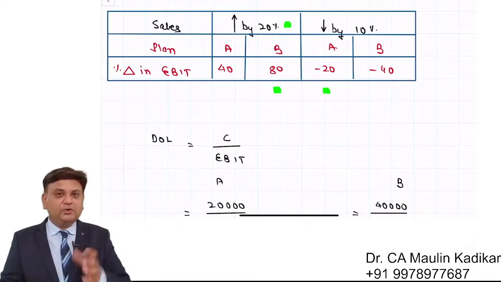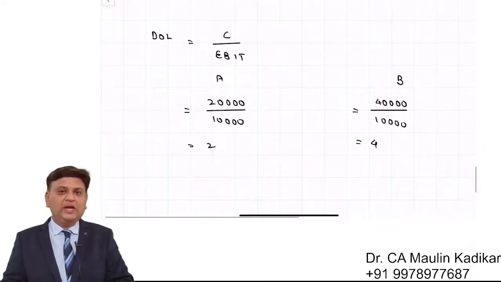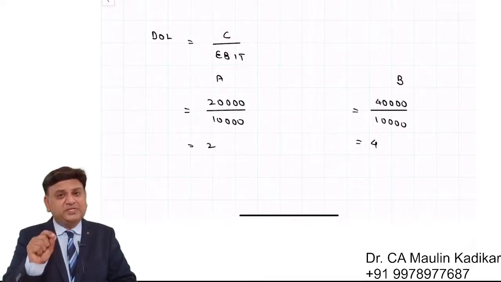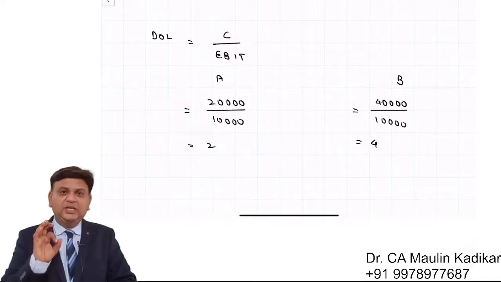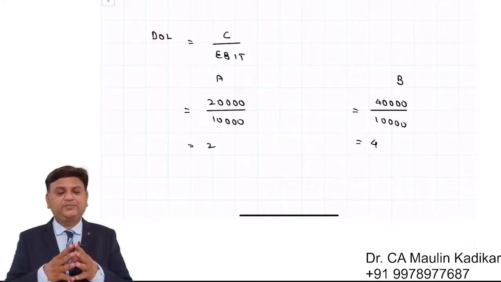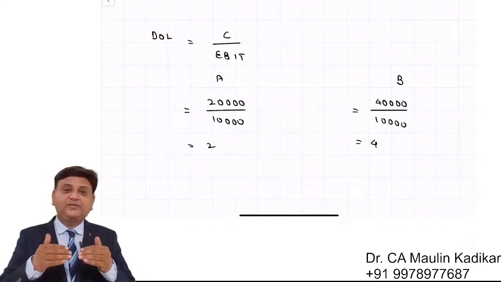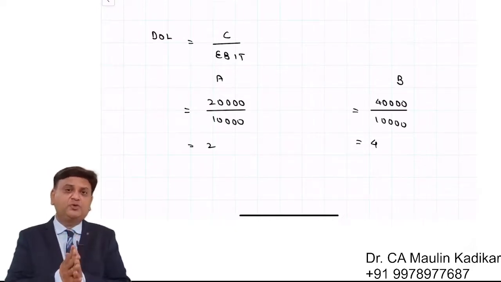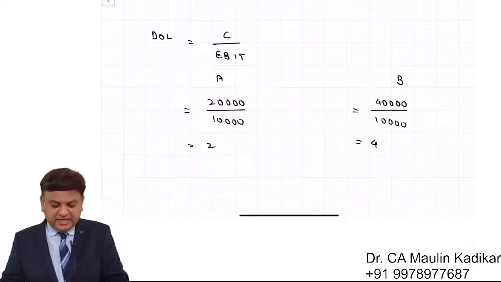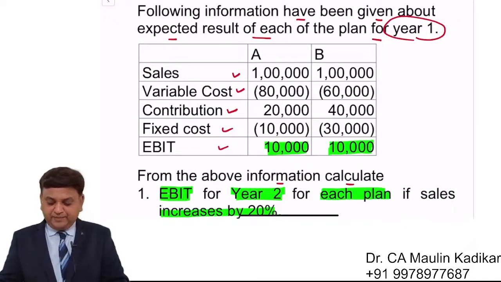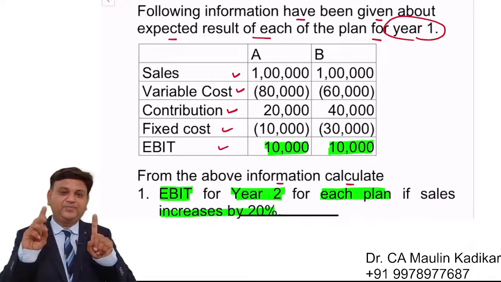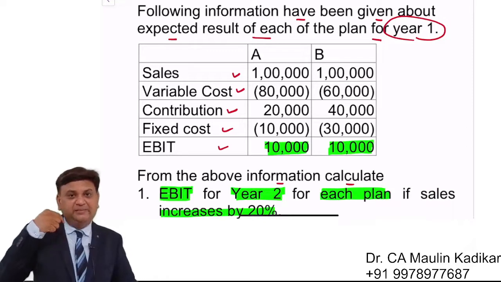So we can give a report to the management that the DOL of both the financial plans is different, and the DOL is measuring, listen carefully, what is the risk that the company has. What is the effect of the fixed cost that we have introduced in the business. If you have comparatively more fixed cost, then the leverage will be more. For plan B, you can see that the fixed cost is 30,000, which is more than 10,000. It means that the risk in case of plan B is more.